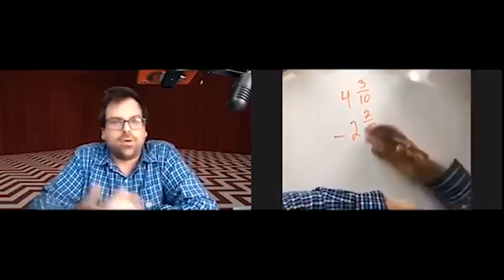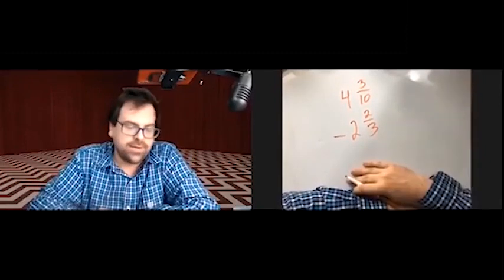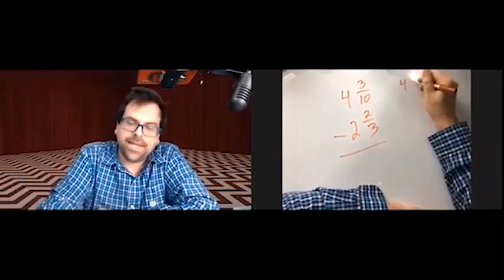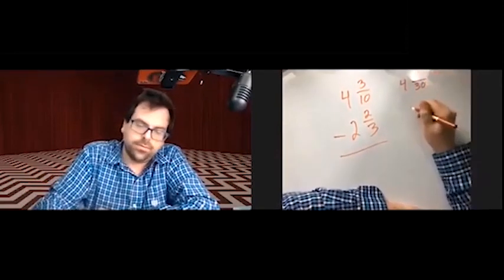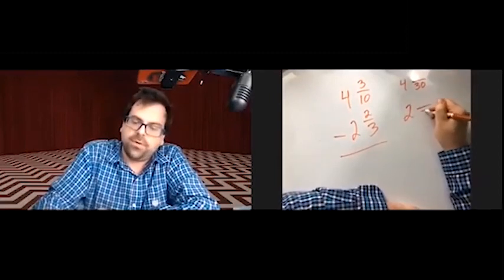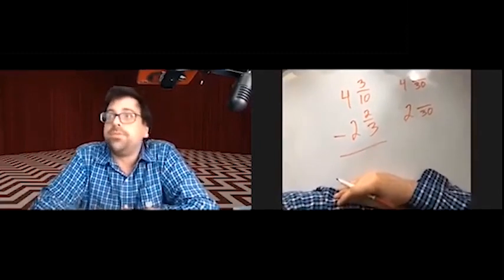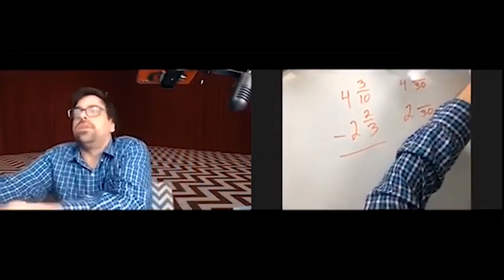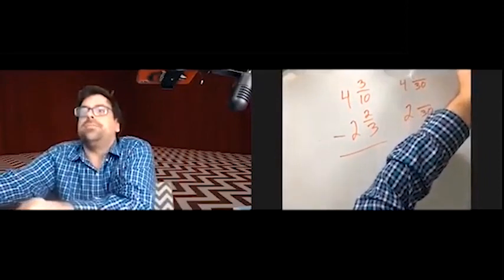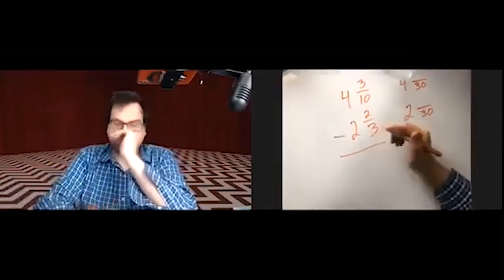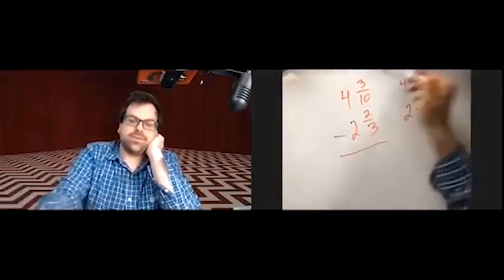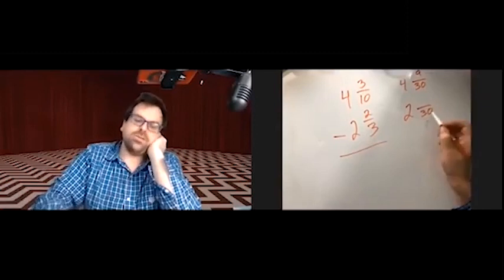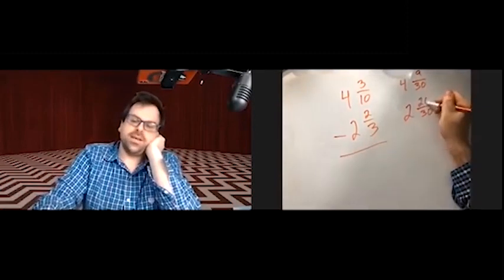And now here we are, a problem that we did a lot of work on today. We need a common denominator. That's going to be 30. So 4 and some number of 30ths minus 2 and some number of 30ths. What is the number of 30ths that we have? 10 times 3 is 30. 3 times 3 is 9. 3 times 10 is 30. Oh no, 2 times 10 is 20.